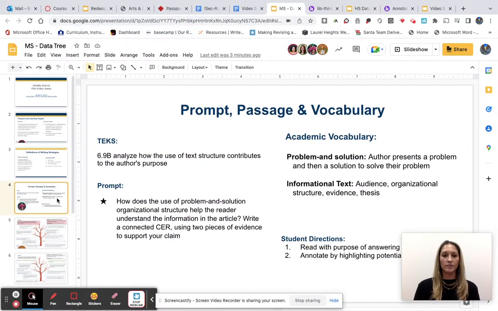The prompt that the students have to answer for this connected CER is: how does the use of problem and solution organizational structure help the reader understand the information in the article? Write a connected CER using two pieces of evidence to support your claim. We also put the academic vocabulary that we would want the students to write on their data tree, and that will make more sense when I go through the data tree strategy, which is next. And then also we would explain to the students that they need to read with purpose and annotate or highlight in their testing platform to respond to the prompt.